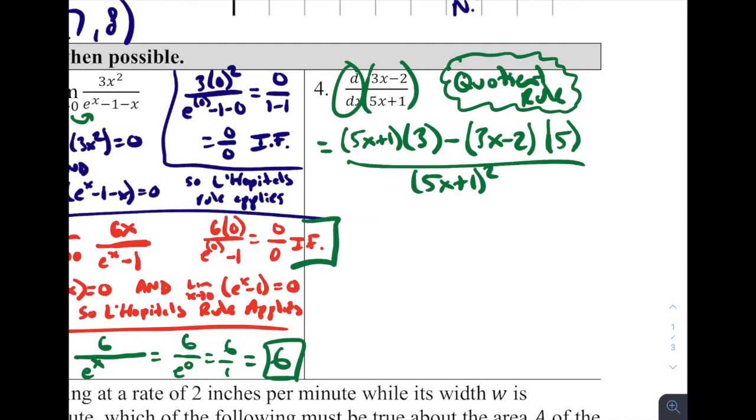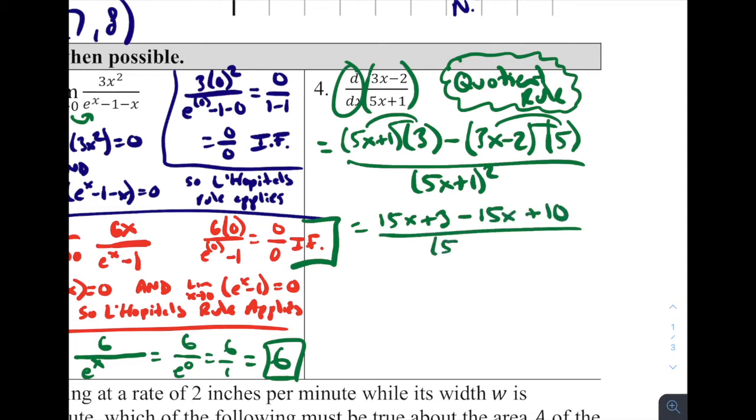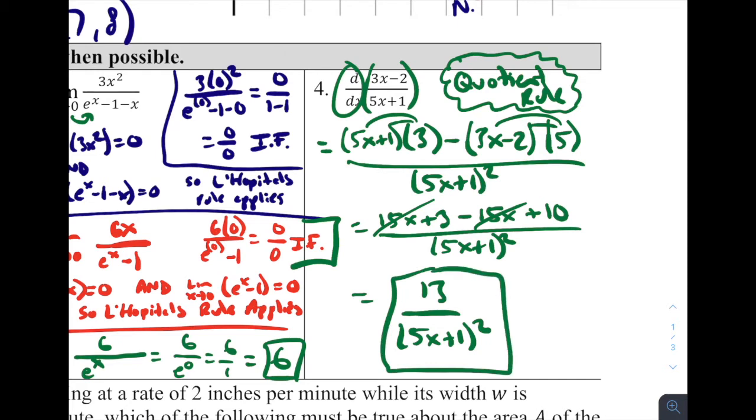If we wanted to, we could simplify. So this looks like what? If we distribute, we get 15x plus 3 minus (15x plus 10), all divided by that (5x plus 1) quantity squared. So those look like they cancel, and I have what? 13 over (5x plus 1) quantity squared would be the derivative for this particular problem.